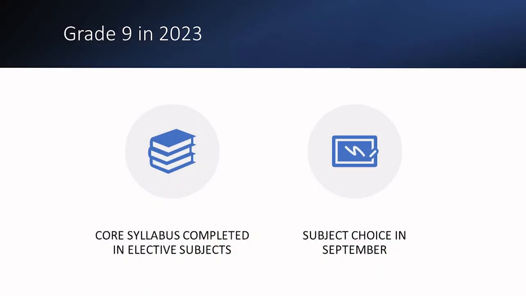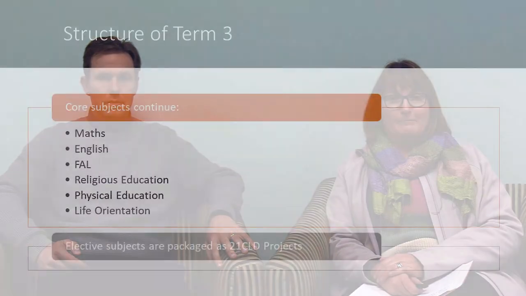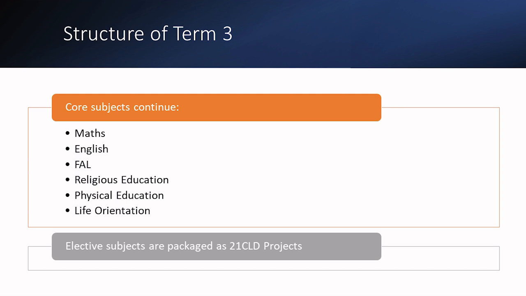So far this year, your daughters have completed all their elective subjects. They have done all the syllabus and they have written a module assessment on those subjects. And they will pick their subjects for grade 10 in September this year. They will continue the core subjects into term 3, so maths, English, FAL, which is either Afrikaans or isiZulu, RE, PE or life orientation. But what we're talking about today is how we are going to package the elective subjects next term in the 21 CLD projects.